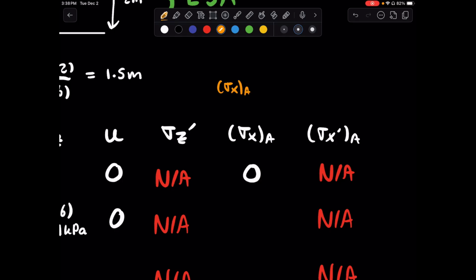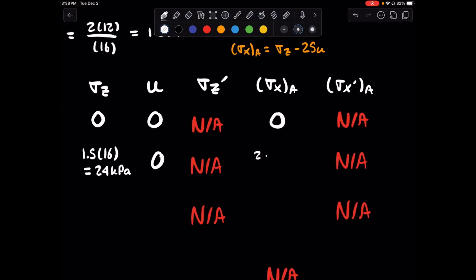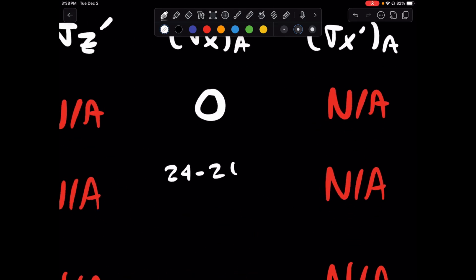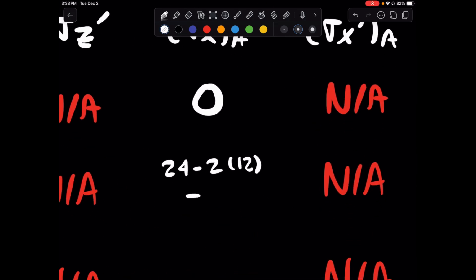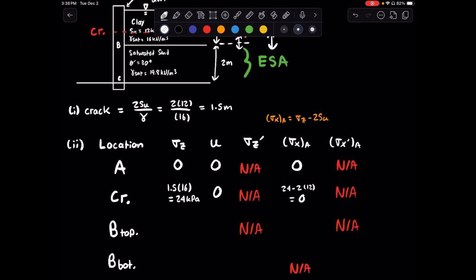Sigma XA, and this should be given in the formula sheet, is sigma Z minus 2SU. So just like that. So what does that mean for us then? Well, sigma Z is 24 minus 2 times our SU value, which is 12 kPa. What is that? Oh, well, it's 0. Just happens to be. Next, B top.